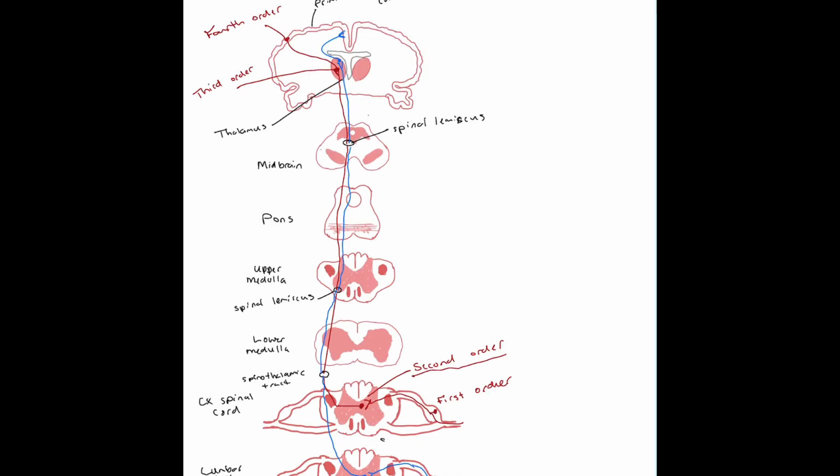From here, they're going to be in the thalamus. Once in the thalamus, the second order neurons are going to synapse onto the third. And then just like that dorsal column, the third order neurons are going to ascend to that somatosensory cortex and then synapse with the fourth order neurons.